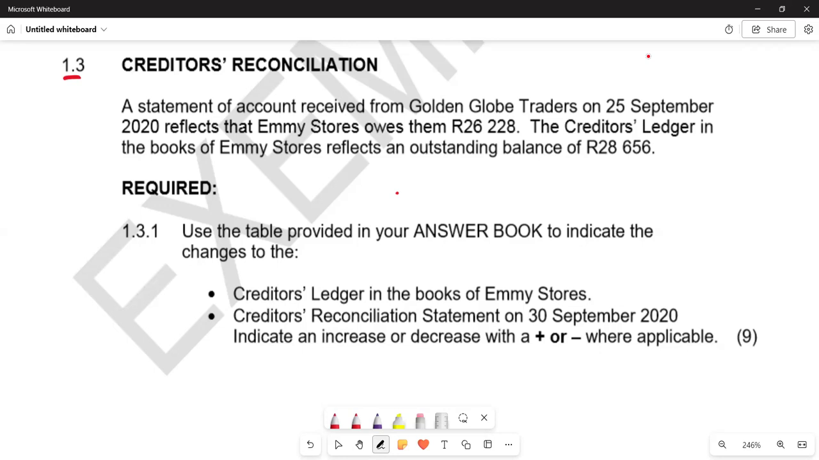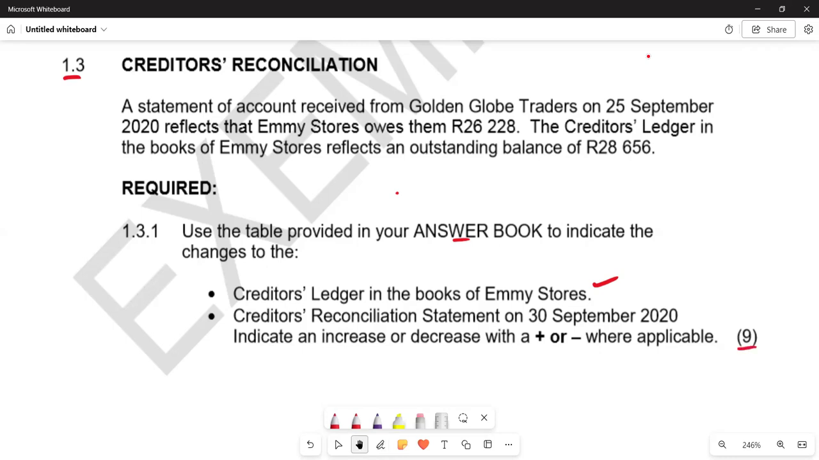So on the required part, 1.3.1, it reads, use the table provided in your answer book to indicate the changes to the creditors ledger in the books of Amy Stores, and then the creditors reconciliation statement on 30 September 2020. Indicate an increase or decrease with a plus or minus respectively where applicable. So the question has got 9 marks.